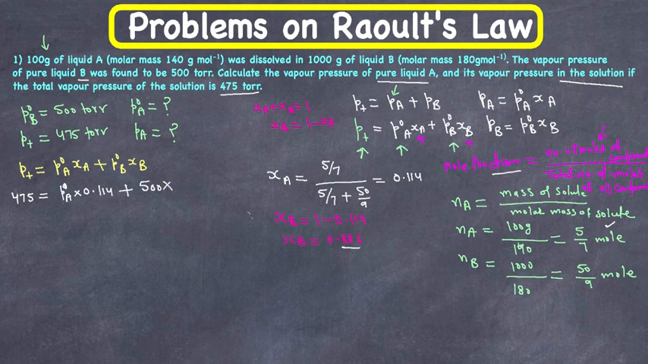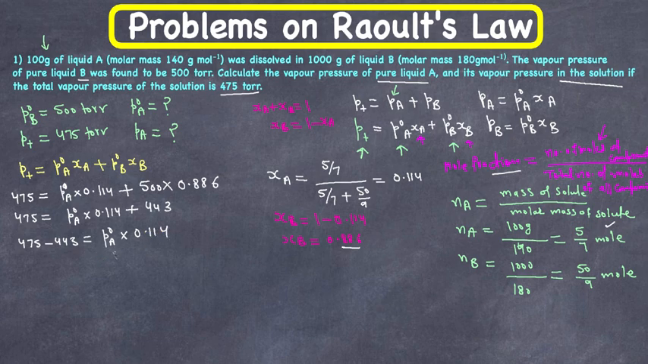which we calculated earlier, 0.886. So 475 is equal to P naught A times 0.114, plus, when we multiply these two numbers, we get 443. Subtracting 443 from both sides gives me 475 minus 443 is equal to P naught A times 0.114.